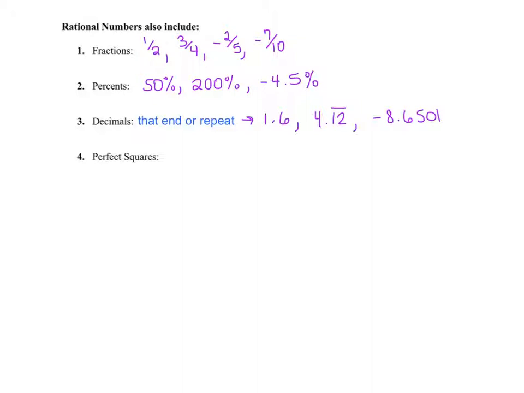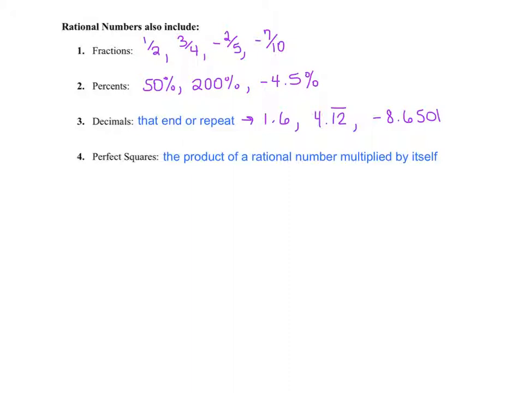Okay, and lastly are perfect squares. Perfect squares are an example of a rational number. And a perfect square is the product of a rational number multiplied by itself. So what does that mean?